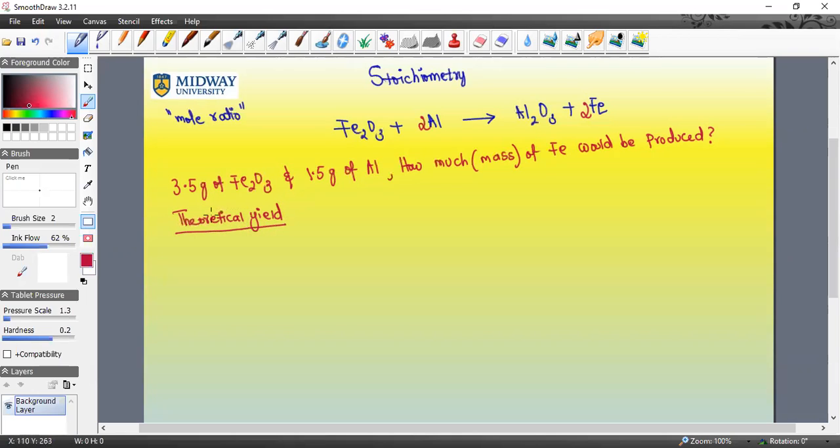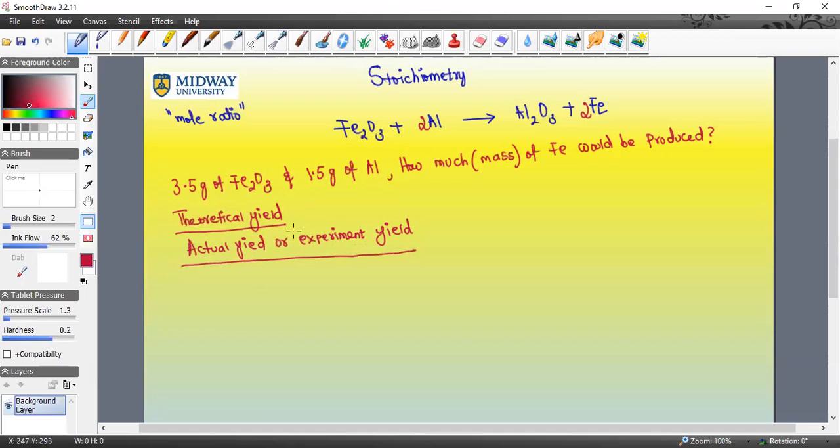Now, would you always end up getting what you predicted? The answer is no. Typically, what you get is less or much less than what you expect will be made. What you actually get is the actual yield, and some people also write it as experimental yield. Both are correct. Neither one is better than the other. It's really up to you. Whichever one you want to remember, you can remember that.